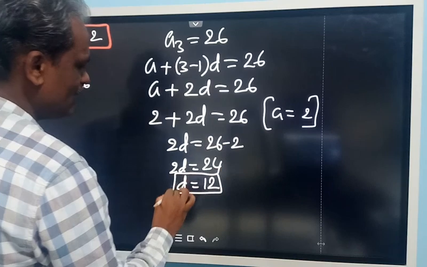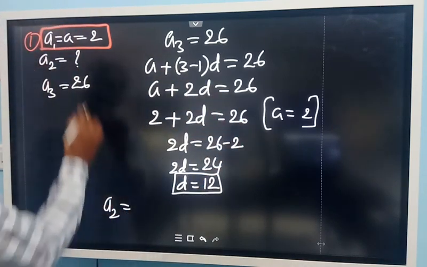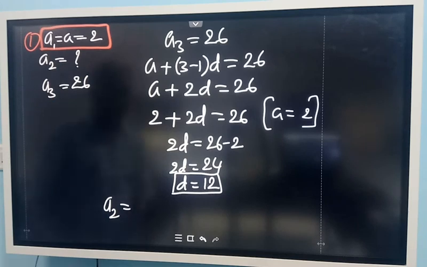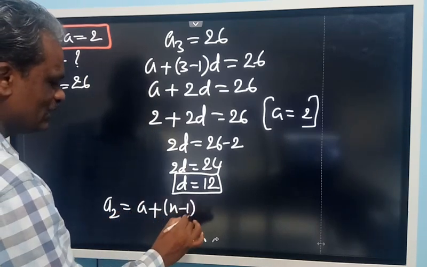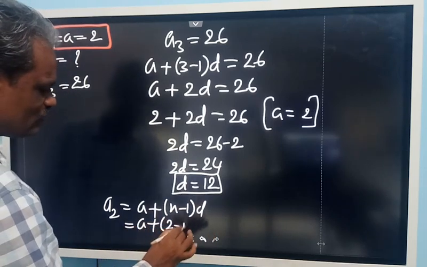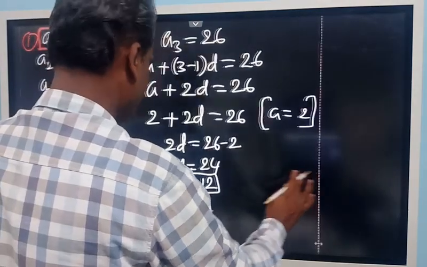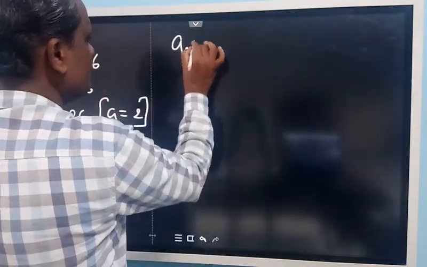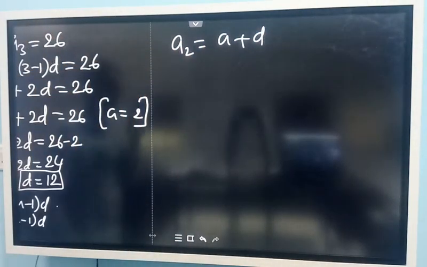So we got the common difference. What is the formula to find out the second term? We need to find out the second term, the missing term. That is, the second term is a plus (n minus 1) into d. So that is nothing but a plus (2 minus 1) into d. So you can use this one, a plus d. Second term: a plus 2 minus 1 means it is 1, so a plus d.